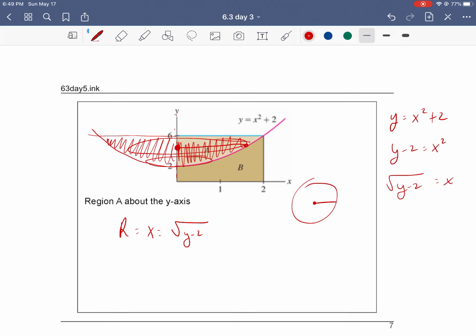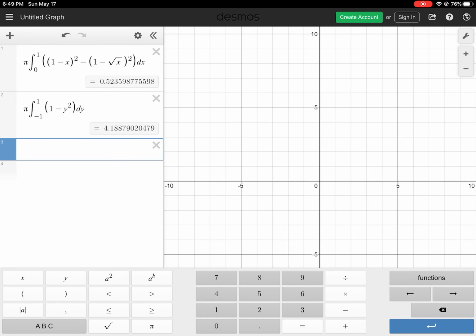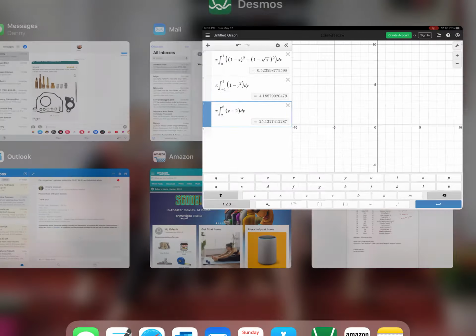So pi r squared is the area of a single circle. We integrate it for our volume, from bottom y number to top y number, 2 to 6, based on the graph. So make this a little bit easier in the calculator. Pi, 2 to 6, y minus 2, dy. That's 25.13.